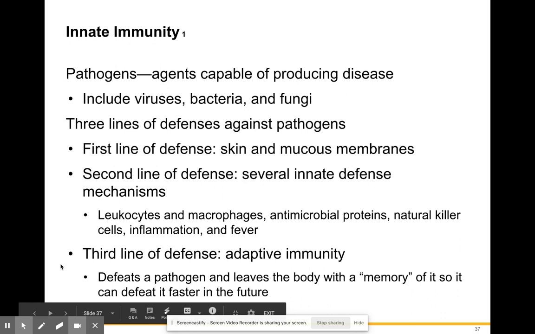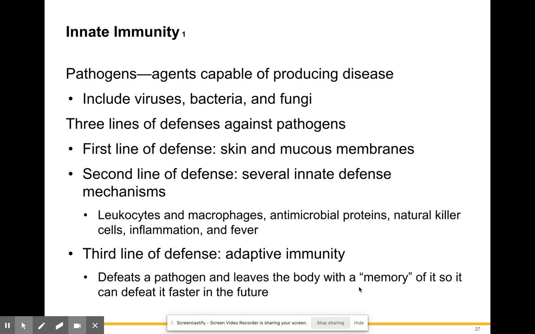Okay. And what your adaptive immunity wants to do is defeat a pathogen, right? It wants to destroy whatever pathogen is inside you that's making you sick. And it wants to give your immune system what we call a memory of what that pathogen was, so that if you're ever infected with that pathogen again, you can deal with it quickly and effectively in the future. Okay. So that you don't get sick from a second exposure.